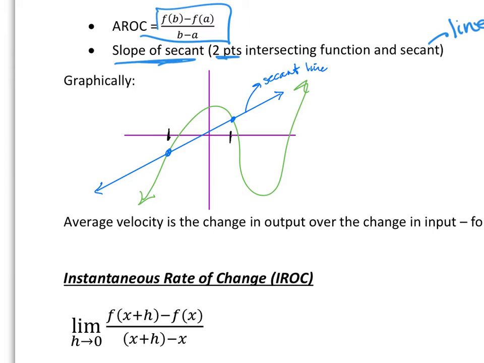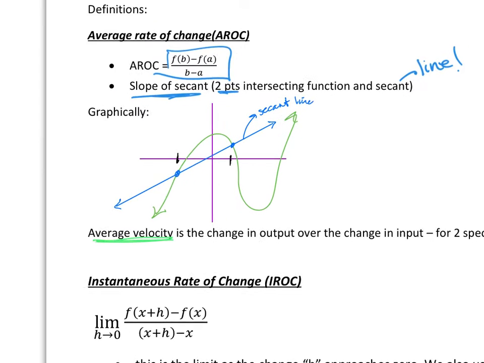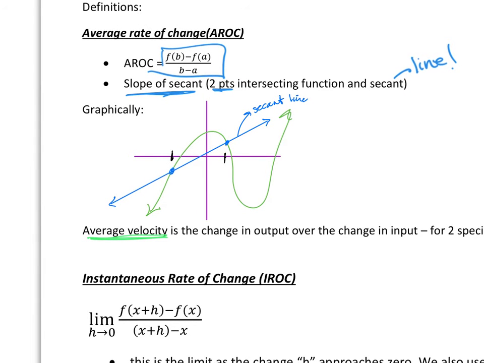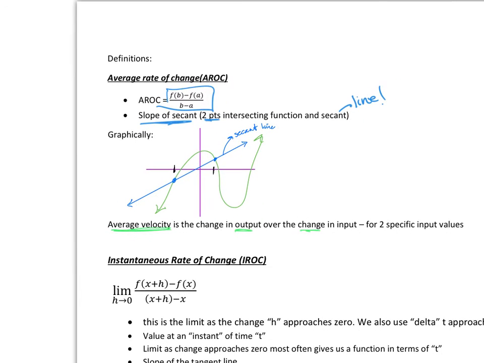We also talked briefly about the average velocity, and that basically is still the change in the output over the change in the input. And again, this is when we have two specific input values. So this is very similar to the average rate of change. It's just called velocity when we have a position function, and that is usually indicated by s of t.